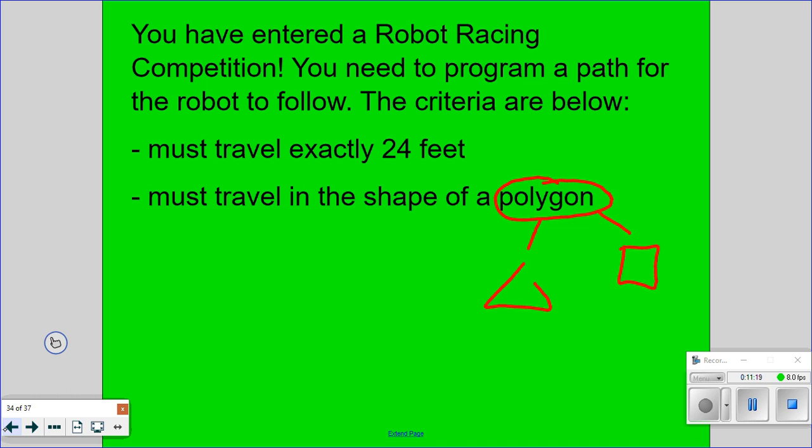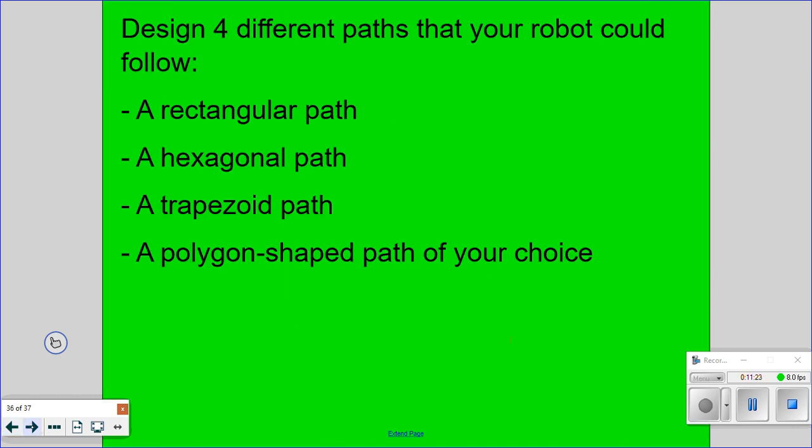Yes. So do we have to use, like, say I'm doing a hexagonal path, do we have to use 6 sides to make the whole path? Yes, because that's the rule to be a hexagon. Yes. Okay, so far so good. Does this make sense? Yeah.